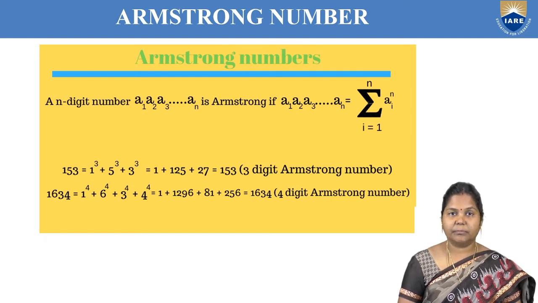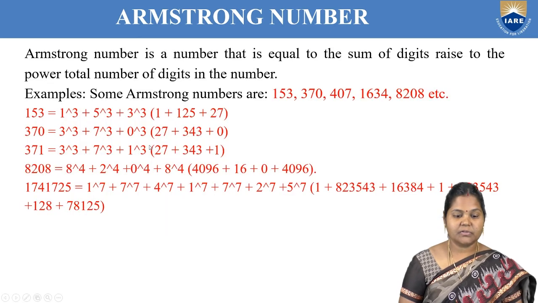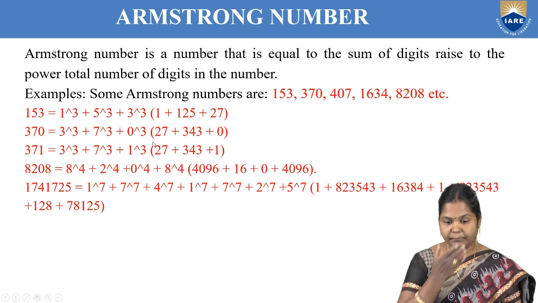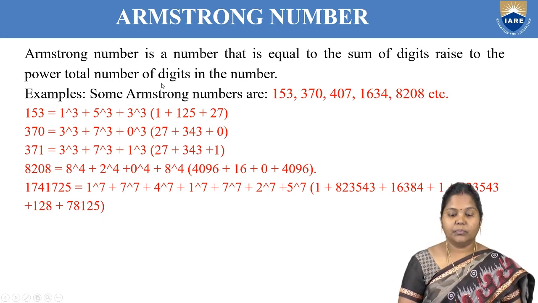If it is a 4-digit number, the sum of every individual digit's fourth power is the number itself, then it is also called an Armstrong number. So this is the mathematical definition of an Armstrong number. Let us see some examples. An Armstrong number is a number that is equal to the sum of its digits raised to the power of the total number of digits in the number. Examples of some Armstrong numbers are 153, 370, 371, 407, 1634 and so on.